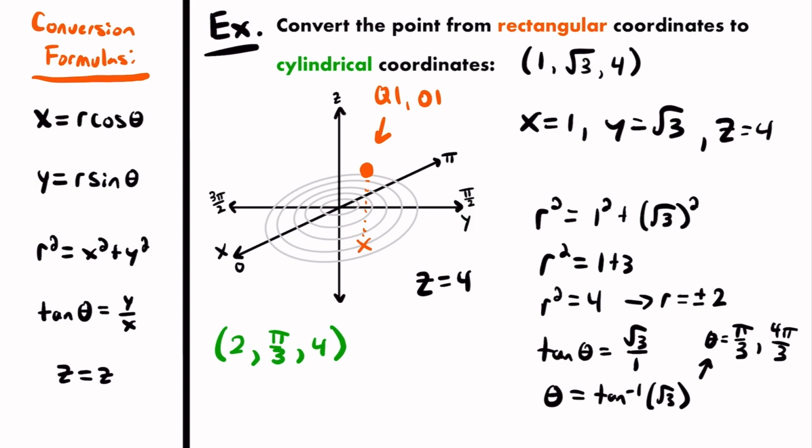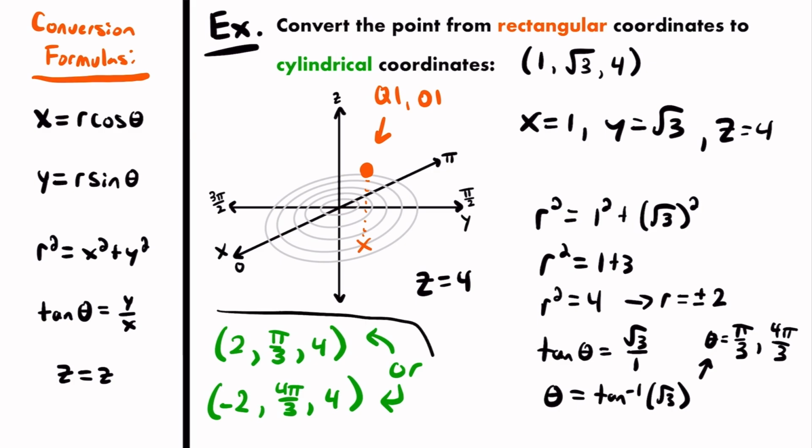So another point that we could set up here is to have a negative radius, so negative 2, and then that angle of 4 pi divided by 3, and then the z-coordinate of 4. Either or, both of those answers would be right, all right? And they're not the only right answers. You could add 2 pi to these angles over and over and over again to get more and more points. But we just want the nicest points, which is what we found here.